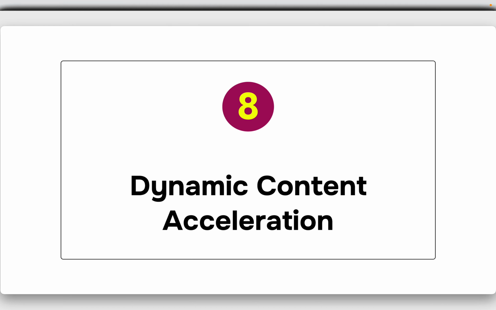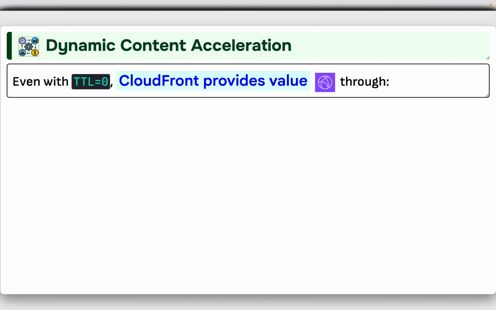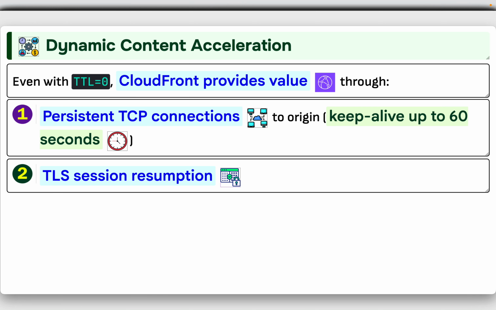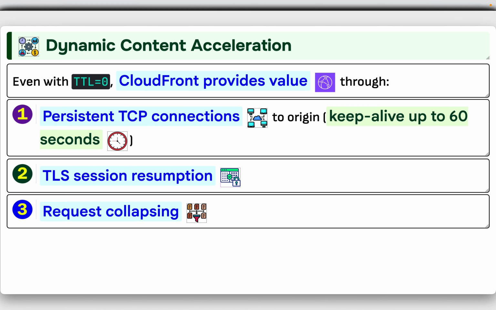Eighth topic is dynamic content acceleration. Even with TTL equal to 0, CloudFront provides value through the following methods. Persistent TCP connections: CloudFront maintains persistent TCP connections to the origin with keep-alive up to 60 seconds. TLS session resumption: CloudFront uses TLS session resumption to reduce handshake overhead on subsequent requests.